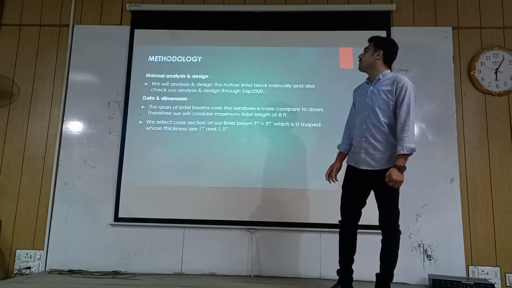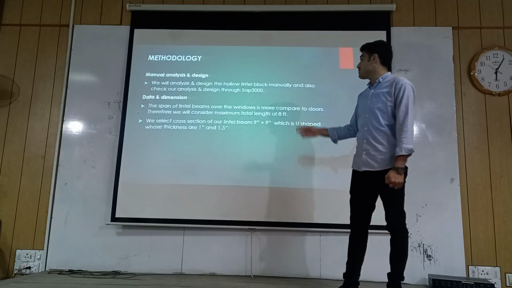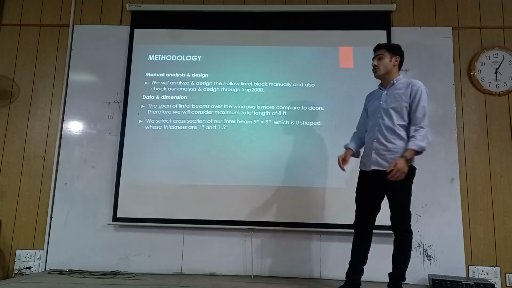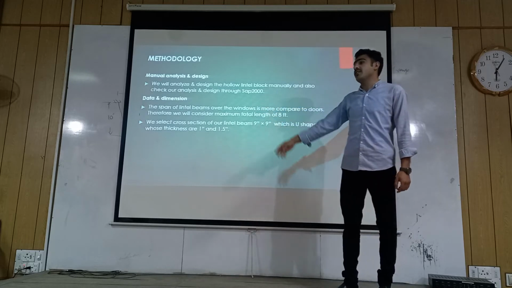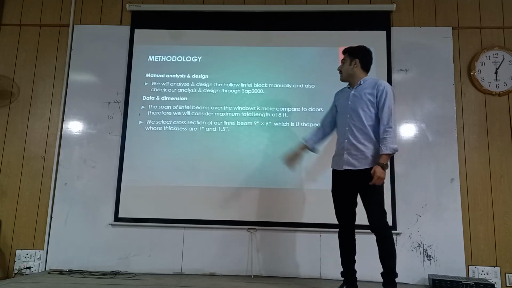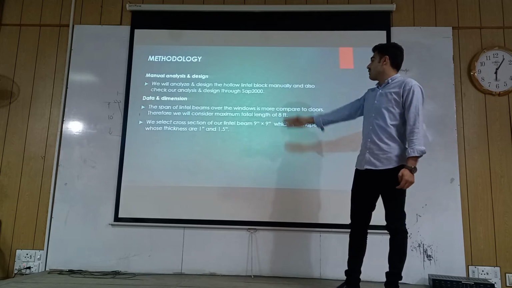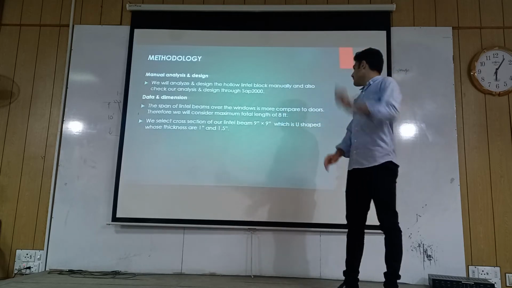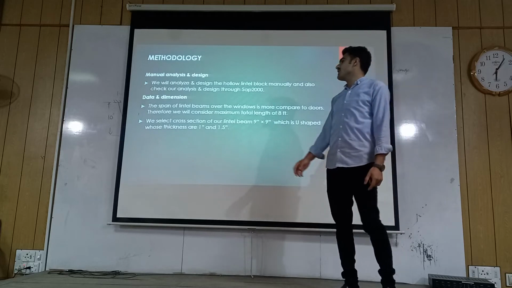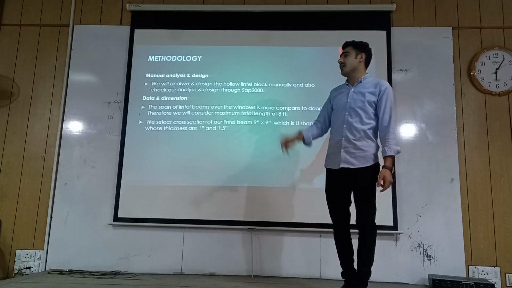Data and dimensions. The span of lintel beams for windows is more compared to doors. Therefore, we will consider a maximum total length of 8 feet. We select a cross-section of our lintel beam of 9 inch by 9 inch, which is U-shaped, whose thicknesses are 1 inch and 1.5 inch. Next, please.